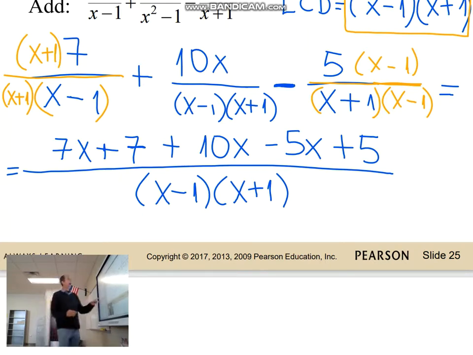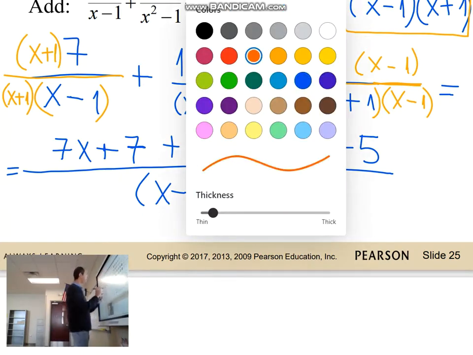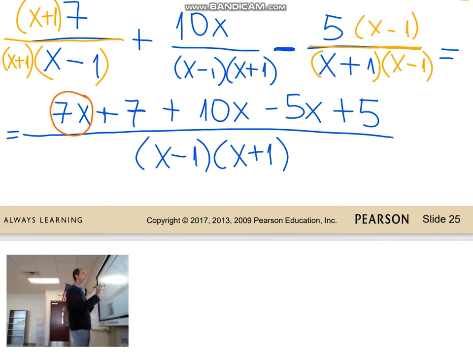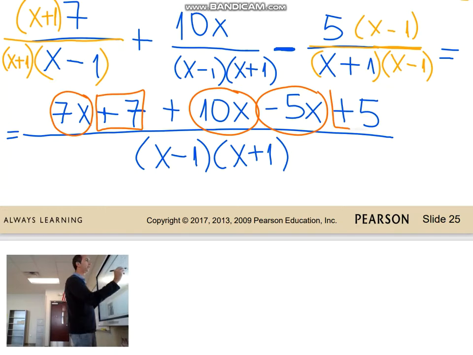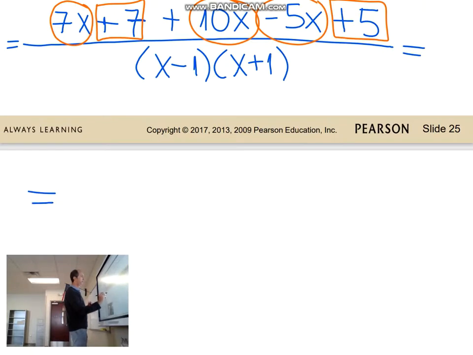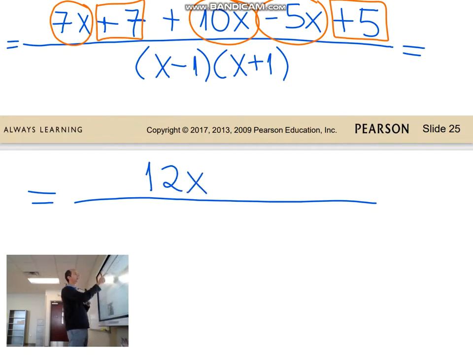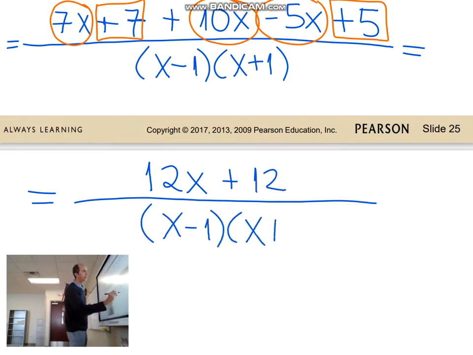Cool? Now combine like terms. Let's check what kind of like terms we have here. We have 7x, we have 10x, negative 5x, and we also have positive 7 with positive 5. Combining like terms, we will have 7x plus 10x, 17x, minus 5x, 12x, and 7 plus 5, 12, over x minus 1 times x plus 1. Okay?